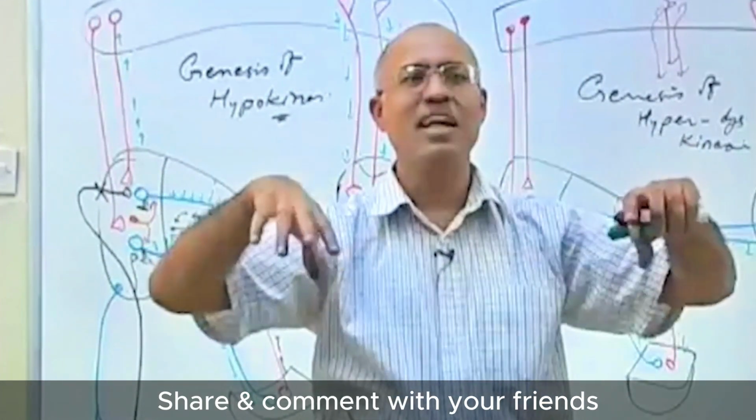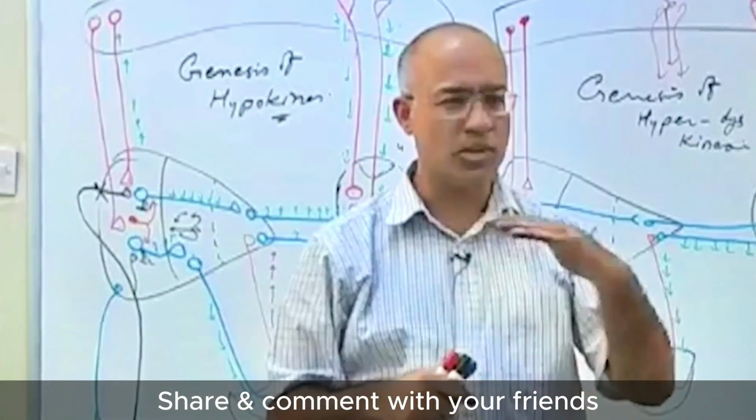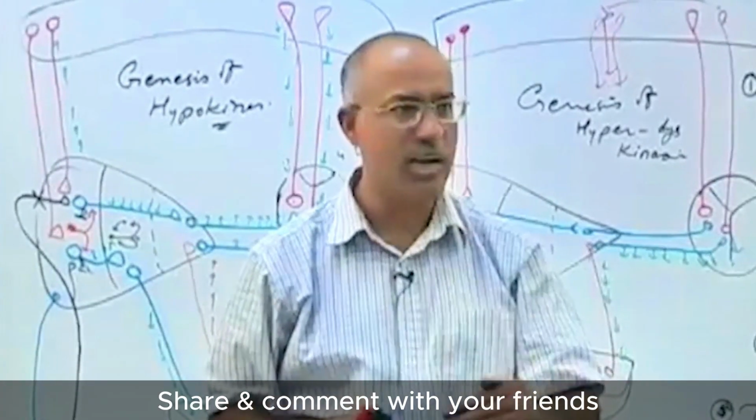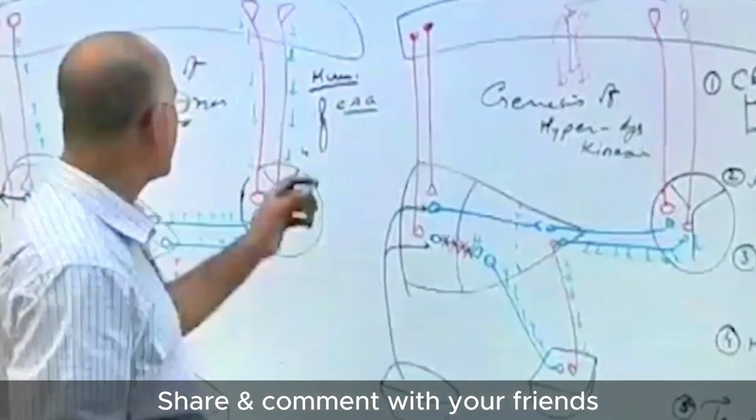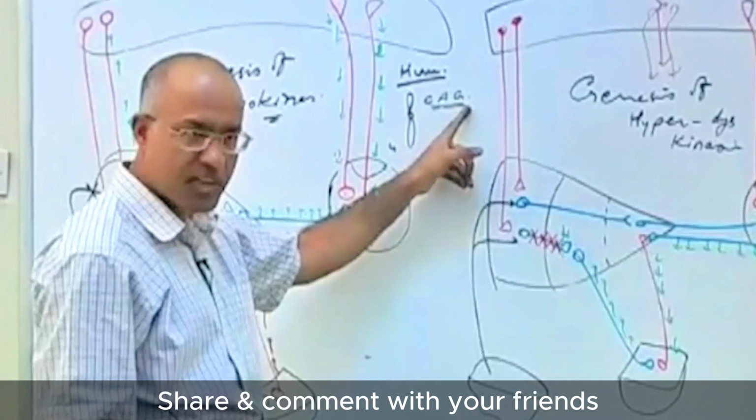I understand. Okay, so Huntington's chorea is an inherited disorder, autosomal dominant, related with trinucleotide repeat amplification.